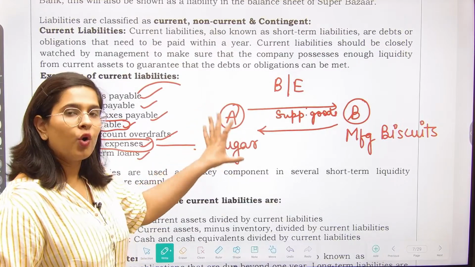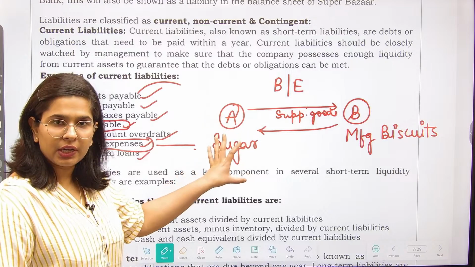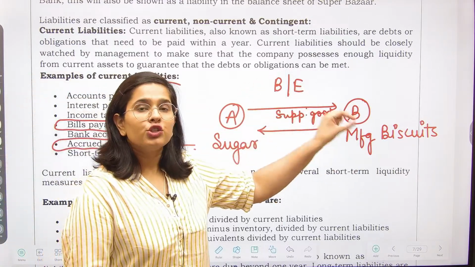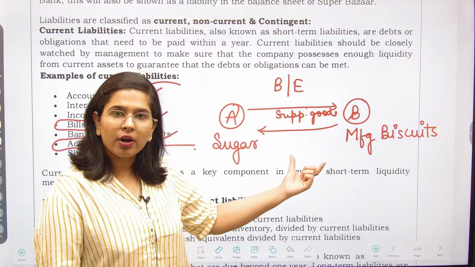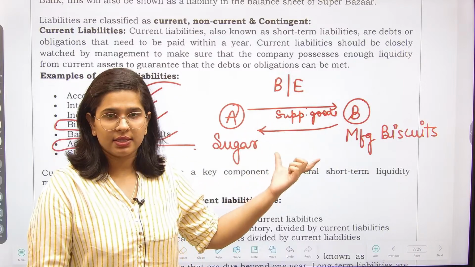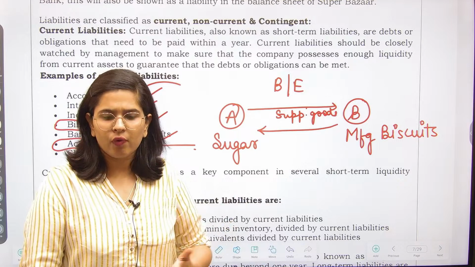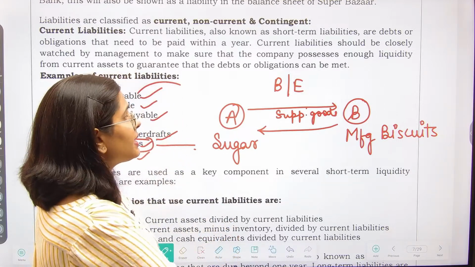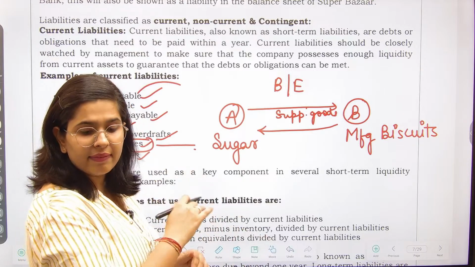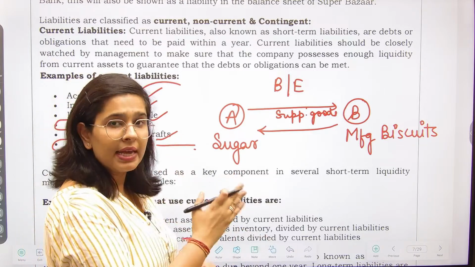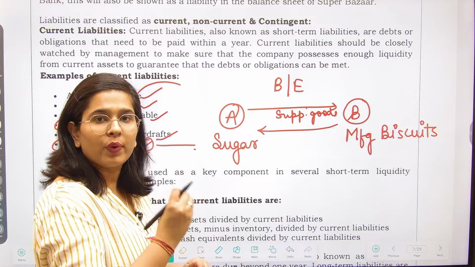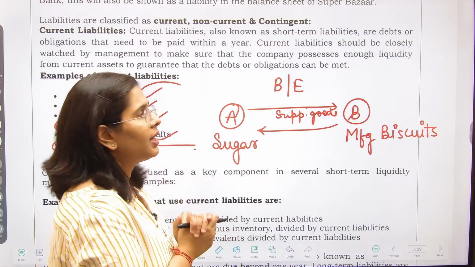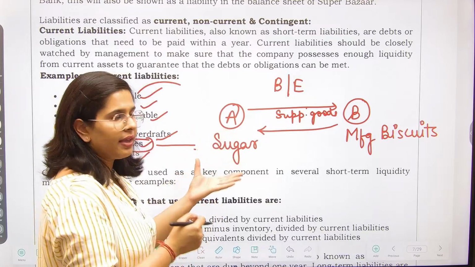Mr. A, who is a supplier in this particular case, will instruct Mr. B to pay the price for the goods within 2 months, 3 months, or whatever the case may be. So what I mean to say is, Mr. A, who is a supplier, will instruct Mr. B to pay the payment within a specified time limit. Now in this particular case, Mr. A is the supplier, right?